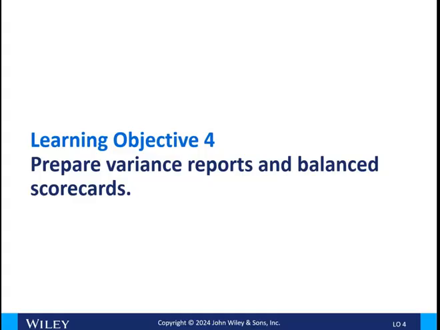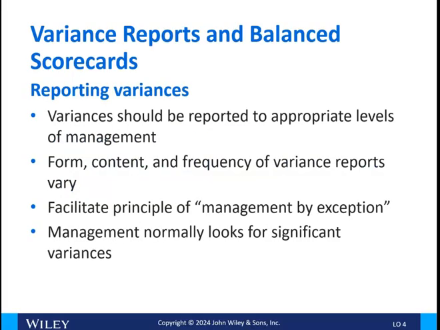Now we'll look at our variance reports and balanced scorecards. So variances should be reported to appropriate levels of management. The form, content, and frequency of variance reports vary and facilitate the principle of management by exception. Management normally looks for significant variances. So similar to what we looked at last chapter when we talked about responsibility reporting and looking at the budget versus actuals in total, we do the same thing for labor, materials, and overhead variances.